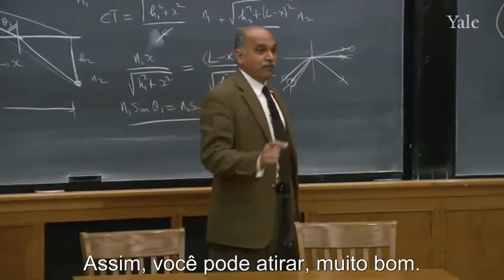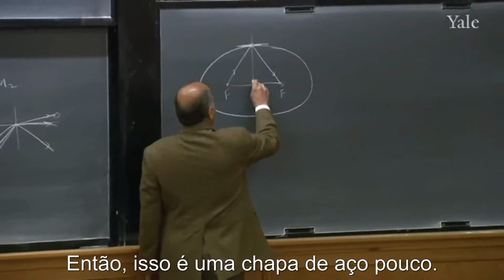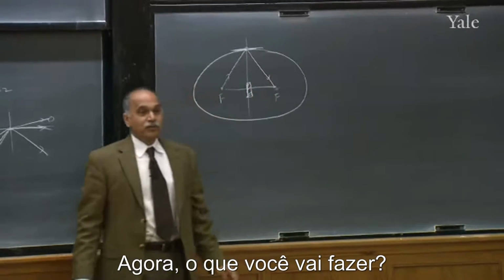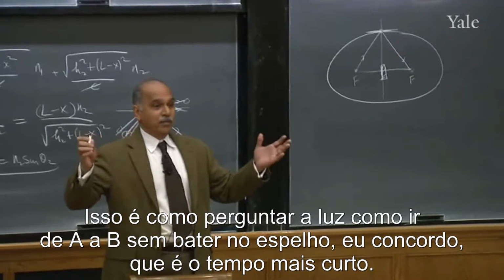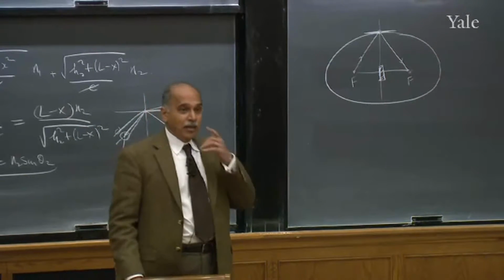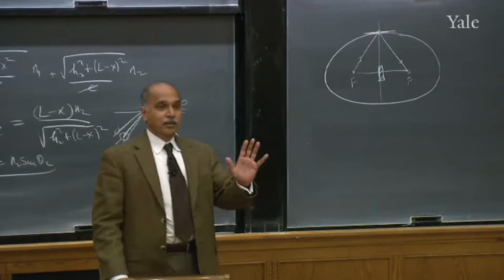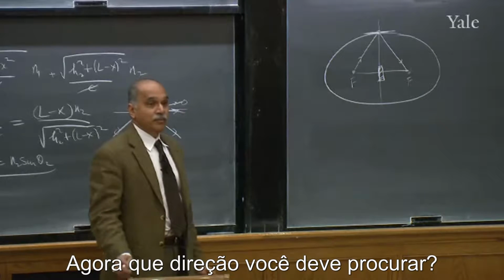Right. So you can fire. Very good. Oh, see, this is why I forgot. So, all right. So that's a little steel plate. Now what will you do? That's like asking the light how to go from A to B without hitting the mirror. I agree. That's the shortest time. But if there's something blocking you, then you know the other person's at the other focal point. Now, which direction should you aim?